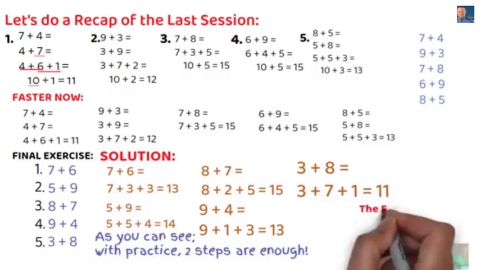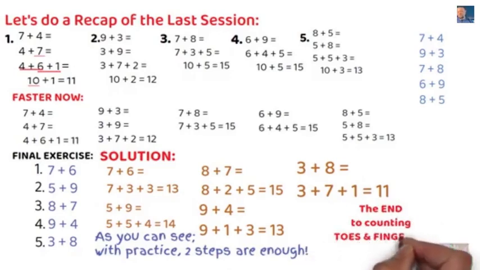As you can see, with practice, two steps are now enough. The end is counting toes and fingers, right? So you can do this with counting toes and fingers.